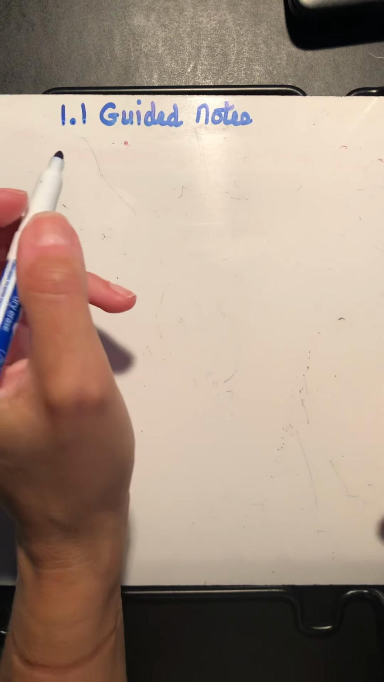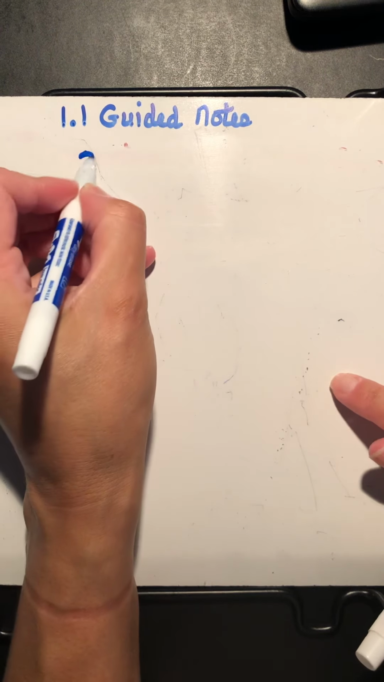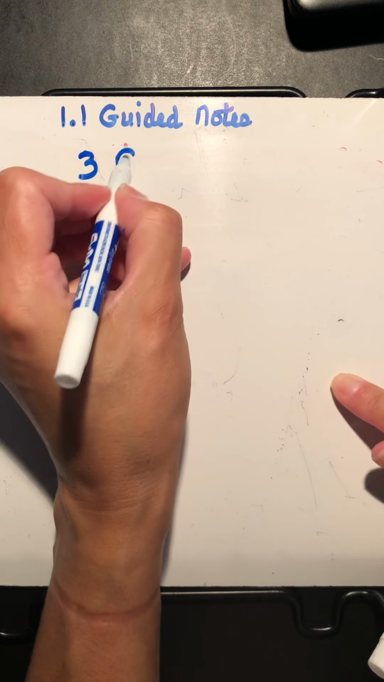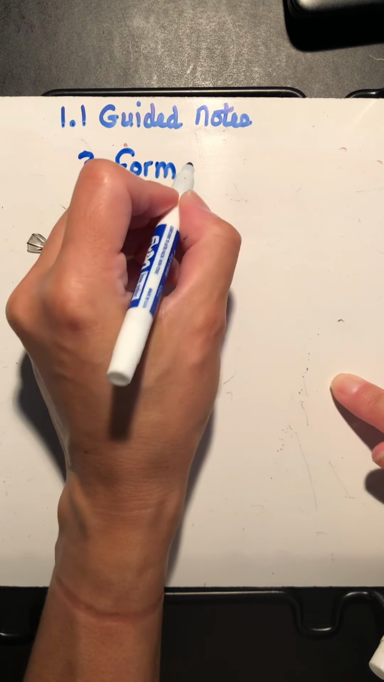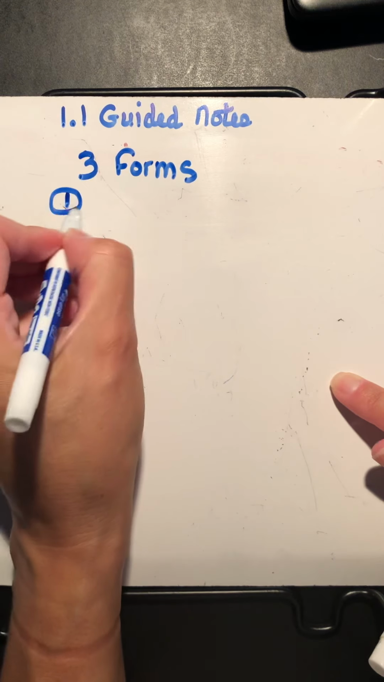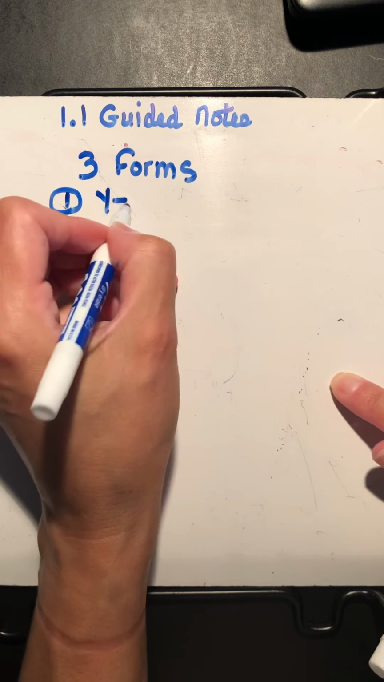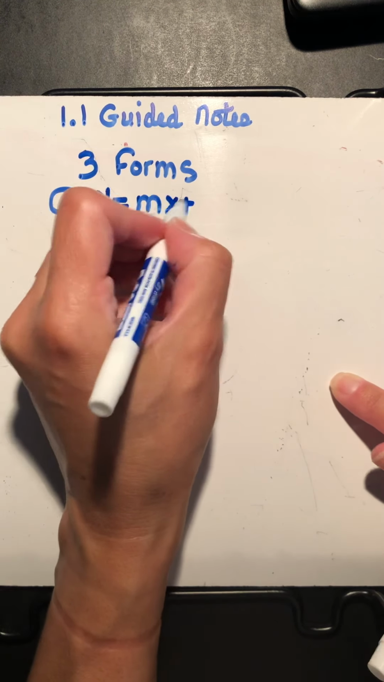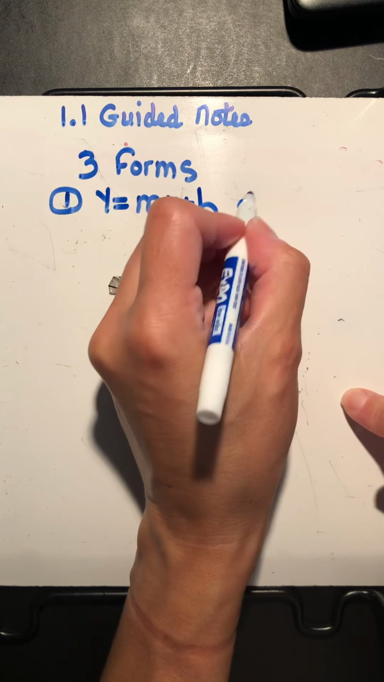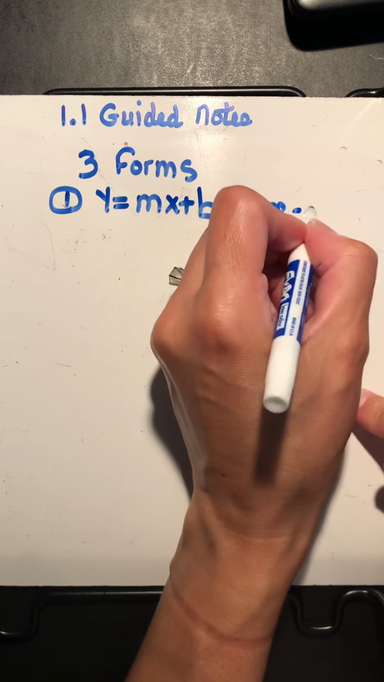This video is going to talk about the three forms of the equation of a line. Okay, so just to reiterate, we have probably my favorite, y equals mx plus b. This is called slope-intercept form.